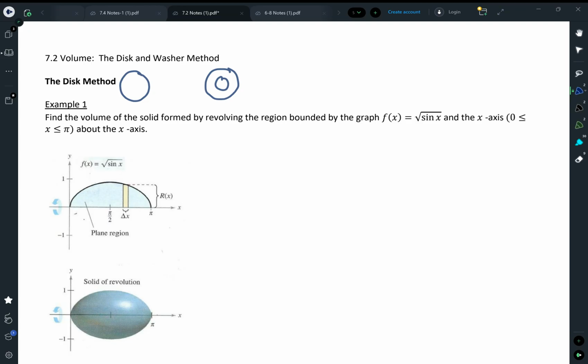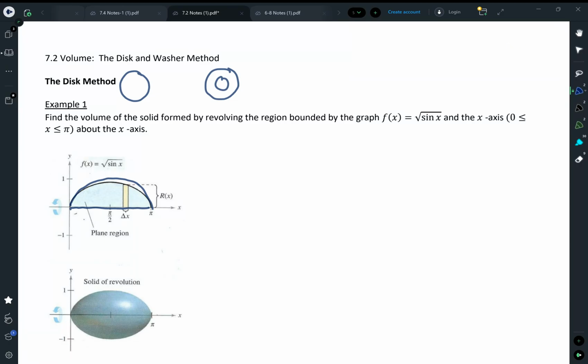To find the volume, this is example 1, of the solid formed by revolving the region bounded by the graph f of x equals the square root of x and the x-axis about the x-axis. So here is my shape right here. I'm bounding it by my graph, f of x equals square root of x, and the x-axis. So this is my x-axis. So I'm looking at that funny looking, almost looks like a half circle.